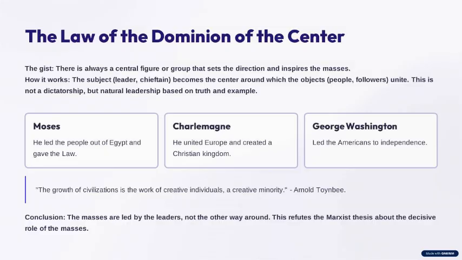Look at history. Who led the Israelites out of Egypt? Moses. Who united Europe after the fall of the Roman Empire? Charlemagne. Who led the Americans to independence? George Washington. Every great era has its central hero.